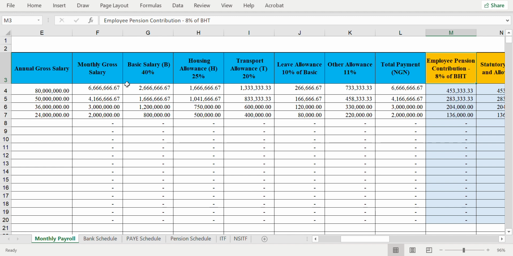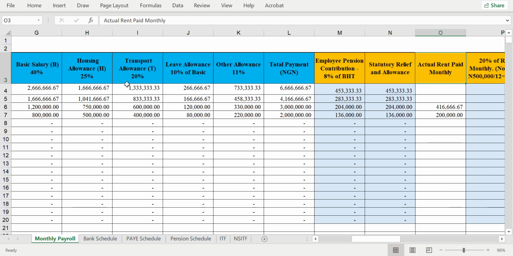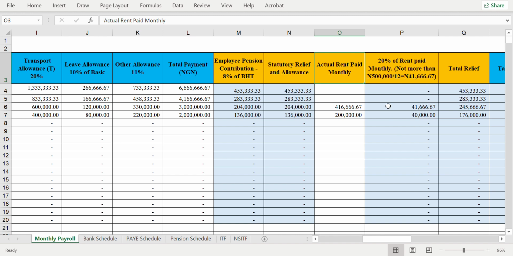Then from here it is automated, and the automated aspect is highlighted light blue so that you don't tamper with the formulas. And then for the actual rent, this is the actual rent for the month. If somebody is paying rent of 1.2 million every year, that means that 100,000 naira will be recognized, and then it will be calculated based on that. So it means that this 20% rent, which is not more than 500,000, is equal to this.